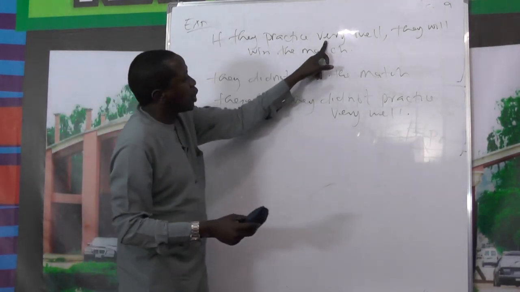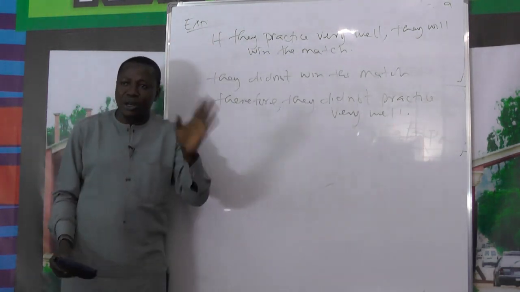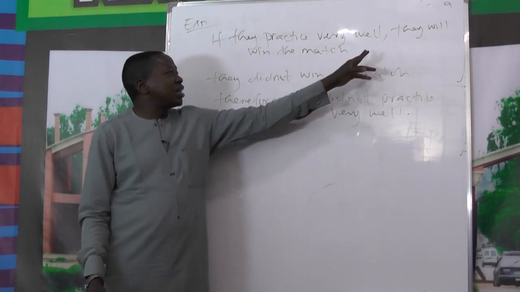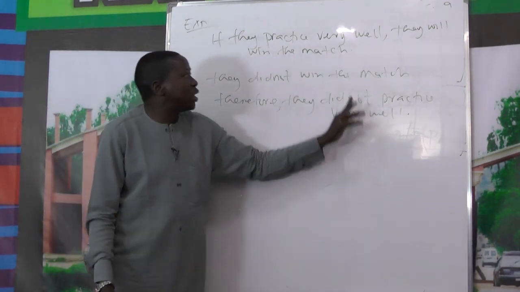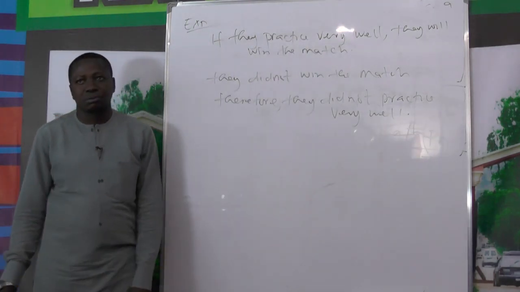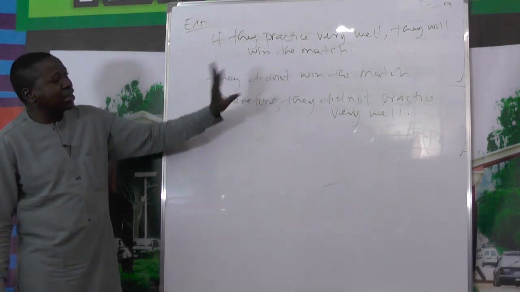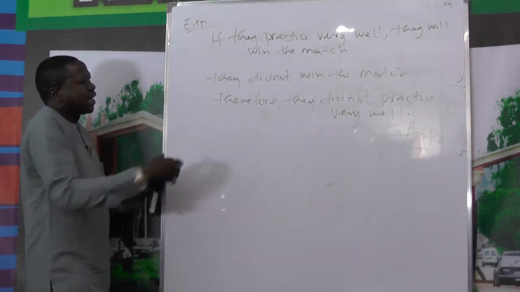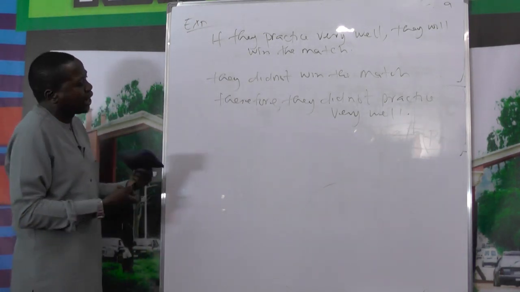They practice very well: one statement. They will win the match: another statement. This one, they did not win the match, negates that one. This one, they did not practice very well, negates this one. I believe you understand how you can get the number of statements you have. So now, since we know we have two statements, let's say solution.